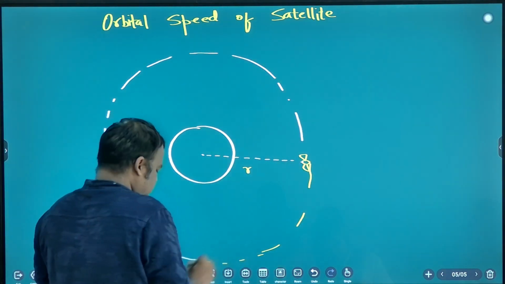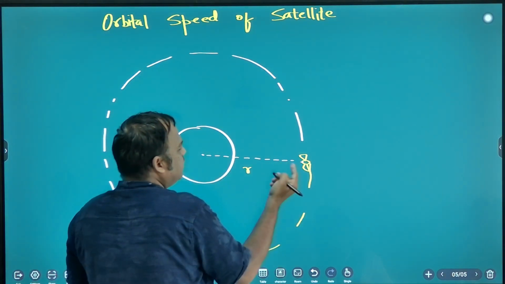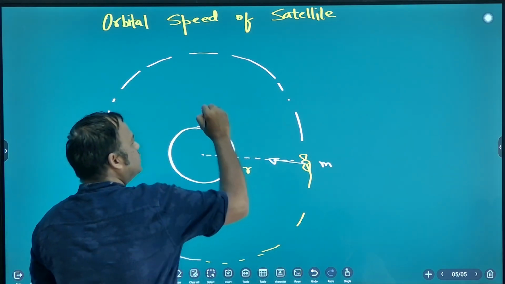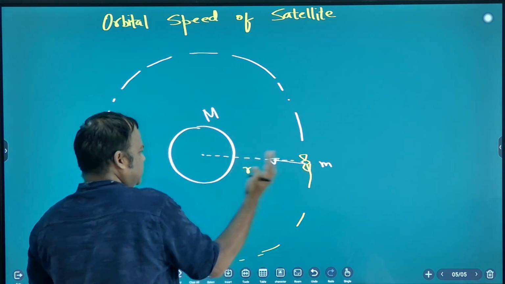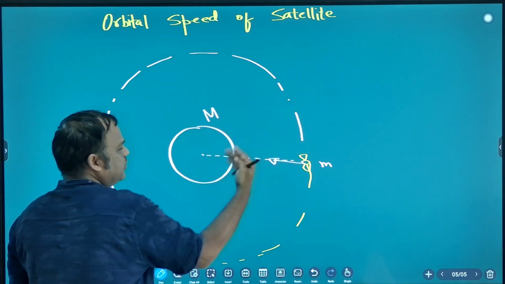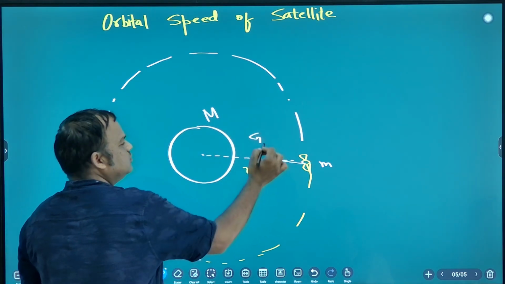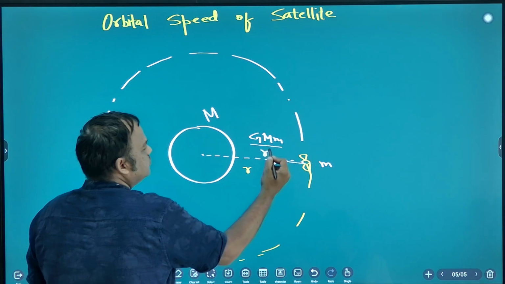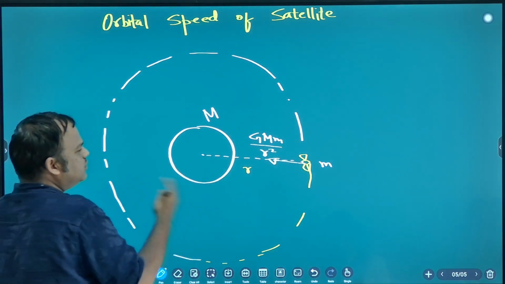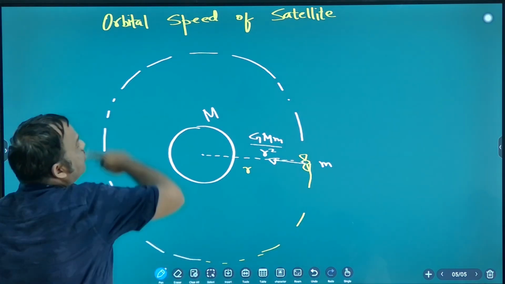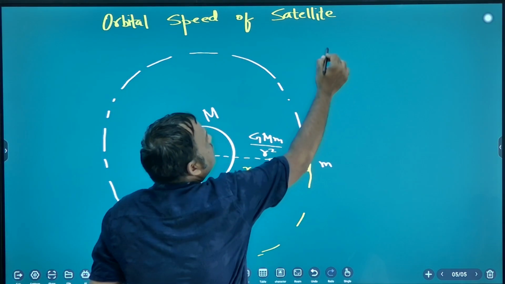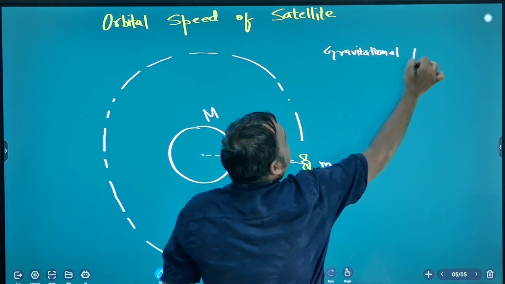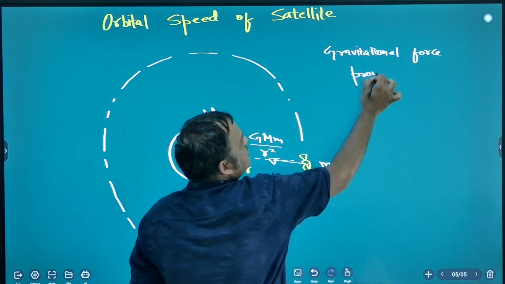So what are the forces acting? Tell me. Gravitational force. Mass of satellite is small m, mass of Earth is capital M. So what is the force? Newton's law of gravitation: G m1 m2 by r square. Very good. This is the gravitational force acting, and it is performing circular motion. So note down: gravitational force provides centripetal force.